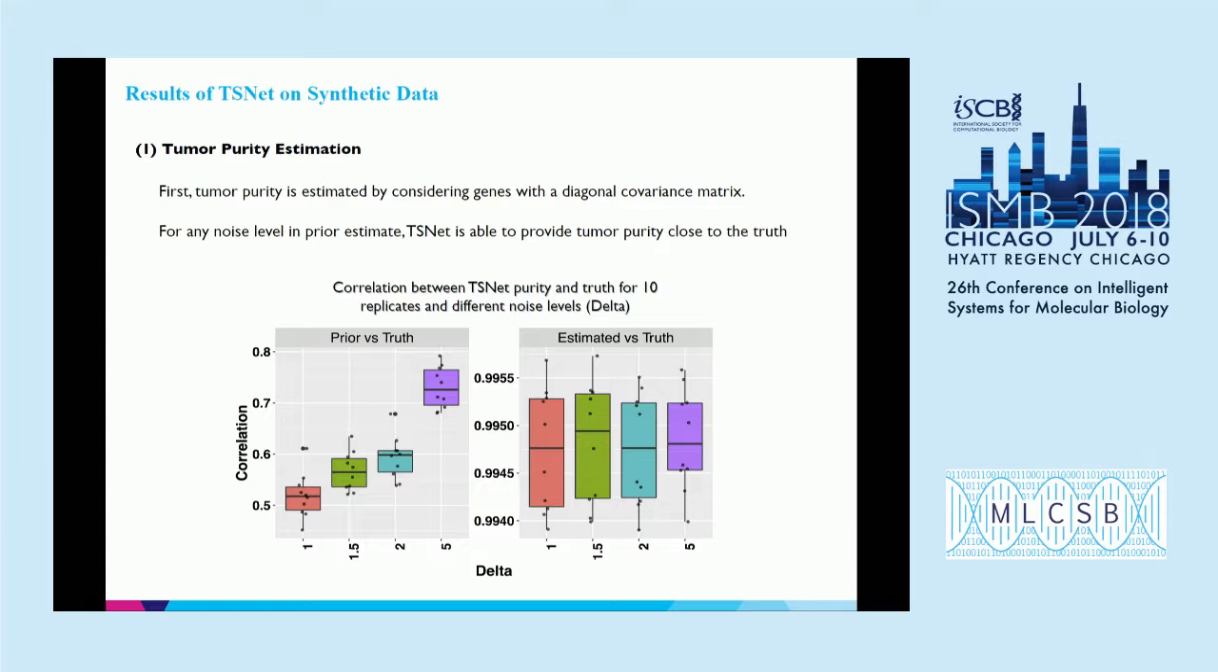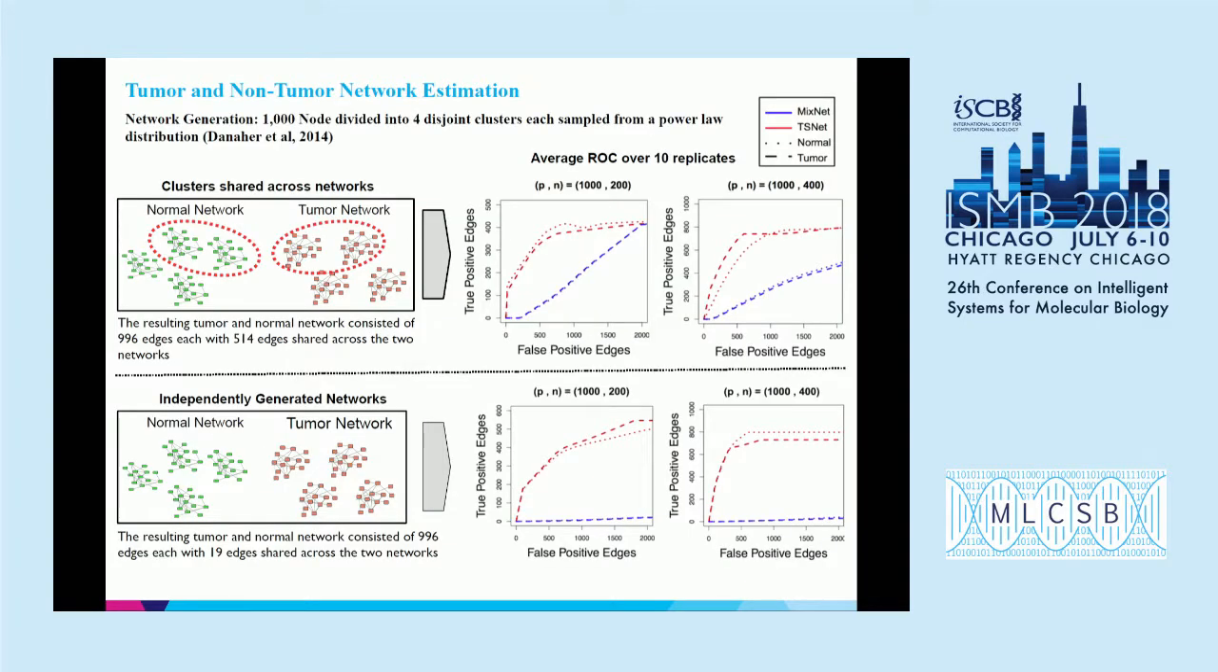So as the level of delta increases, the observed prior tumor purity correlates better with the truth. But no matter what the level of noise is, this plot shows the correlation of the estimated purity with the true tumor purity for different levels of delta. So as you can see, for different levels of delta, we can recover pretty well the true level of purity, no matter the level of noise. This box plot is over 10 replicate data sets. So this is actually for tumor purity estimation, but as I said, this is not our main point.